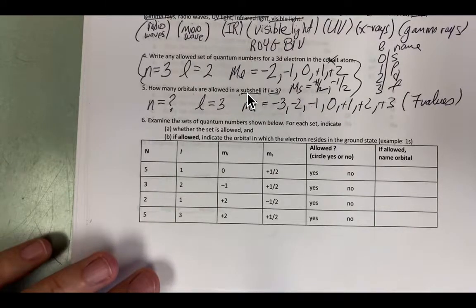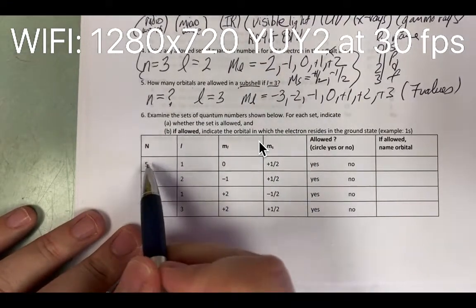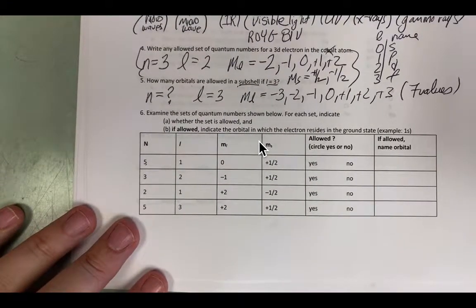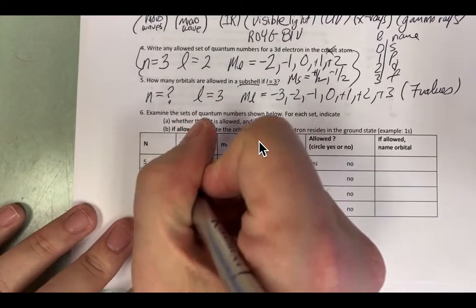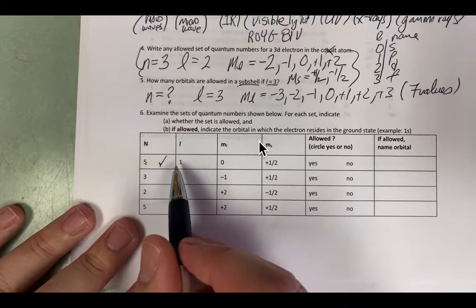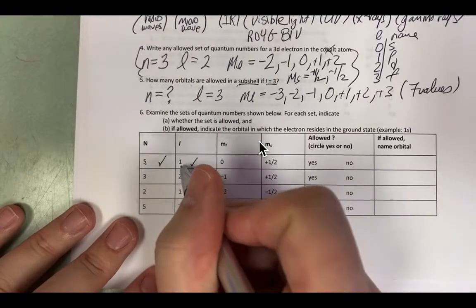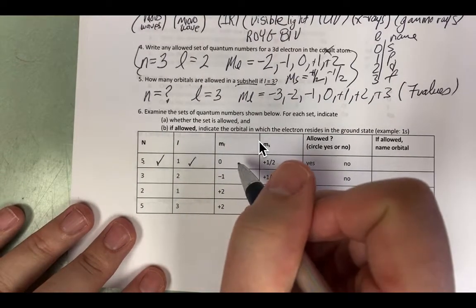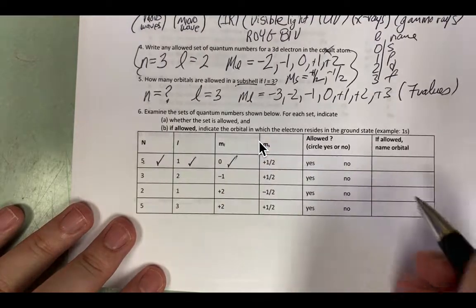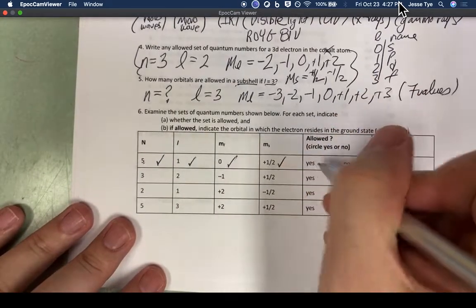Okay, n equals 5. If we have n equals 5, that's okay. N can have values of 0, 1, 2, 3, 4, 5, any counting number up to infinity. So this one's okay. If n is equal to 5, then L can have values up to 4, so 0, 1, 2, 3, and 4 is okay. If L is equal to 1, M sub L has values of minus 1, 0, and plus 1. So that's okay. And then M sub S has to be plus a half or minus a half, so plus a half is okay. So yes, that's allowed.